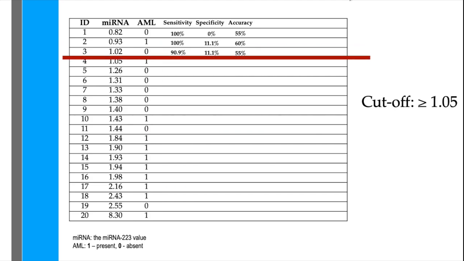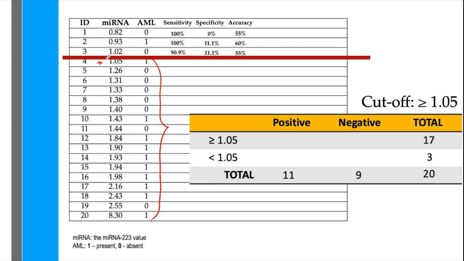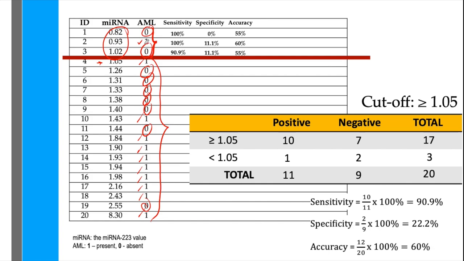Now moving on, let's have the next possible cutoff, which is 1.05. Now given this cutoff, we can see that there are now 17 patients left with microRNA of at least 1.05 and 3 patients with microRNA-223 of less than 1.05. And among these 17 patients, still there are 10 cases of AML and 7 patients who are negative of AML. And among these 3 patients with microRNA-223 of less than 1.05, one of them is positive and 2 of them are negative of AML. We may compute for the sensitivity, specificity, and accuracy. So that gives us 90.9% sensitivity, 22.2% specificity, and 60% accuracy.